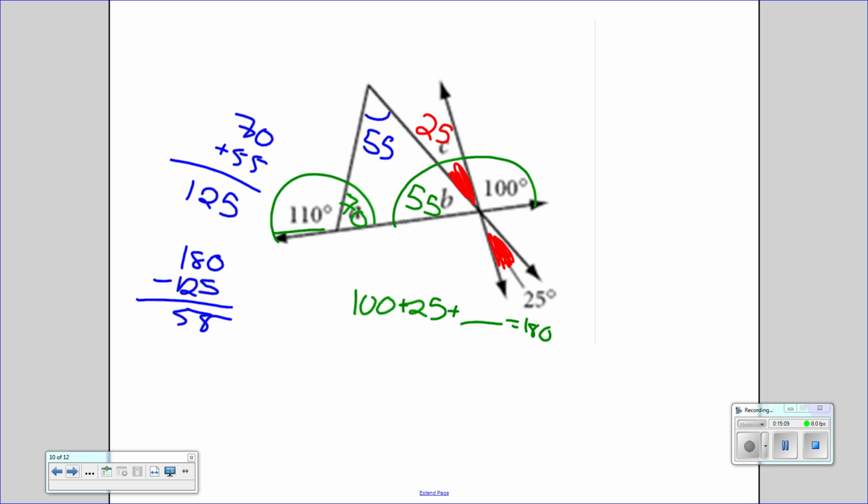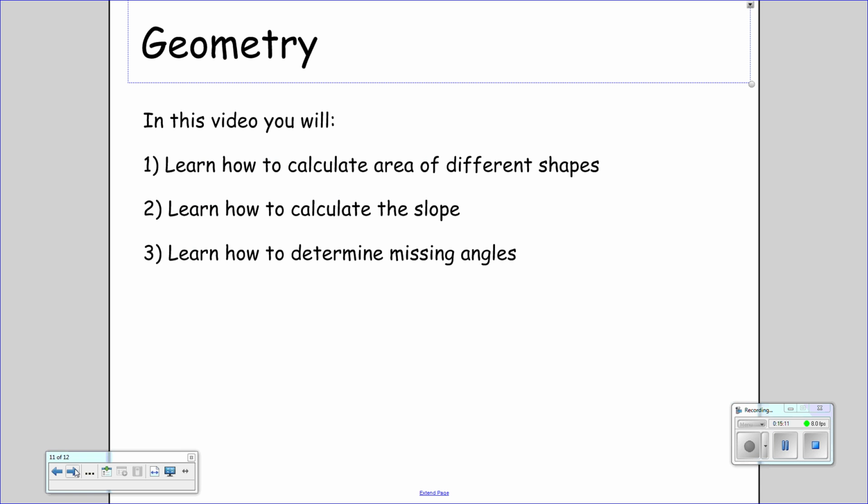Now, this big triangle doesn't have much practical use, but if you get something complicated like that, the simple ones that I'm going to give you, they're going to be easy peasy. All right. Hopefully in this video, you learned how to calculate the area of different shapes, the slope, and how to determine missing angles. Good luck.